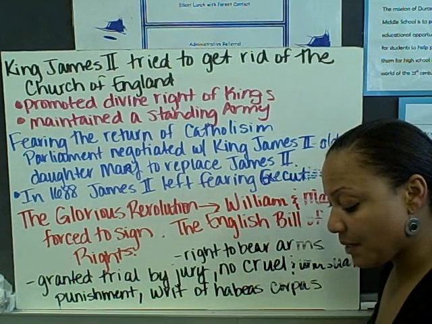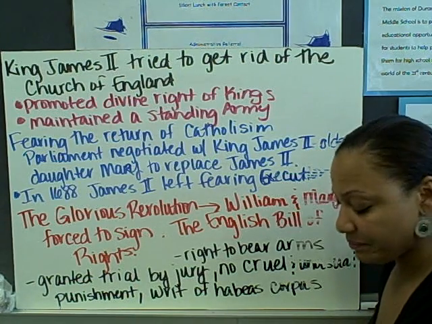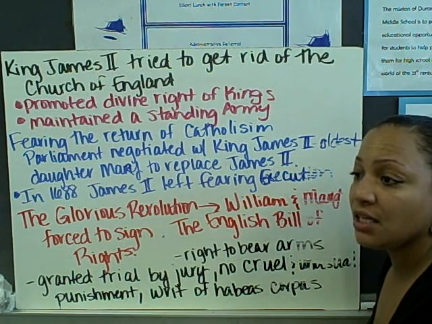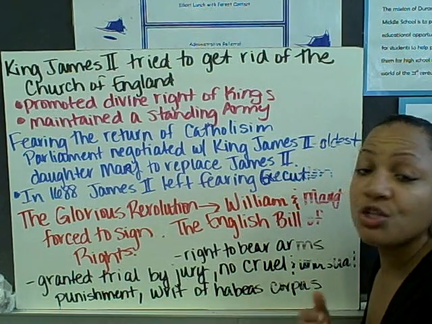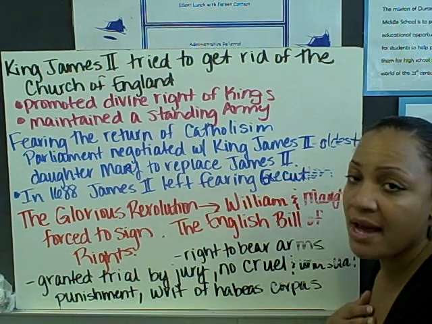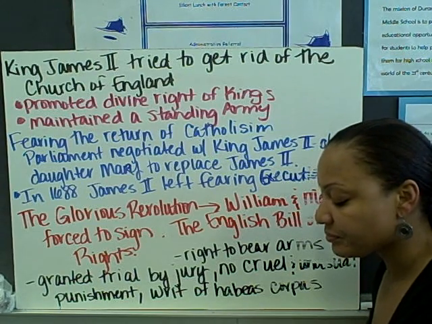The king cannot suspend laws. The king cannot maintain a standing army. The king cannot quarter soldiers in people's private homes, meaning he can't send soldiers to your neighborhood and make that neighborhood let those soldiers stay in their homes. Like they came to my house and said, hey, we want to live in your house. They can't do that because of the English Bill of Rights.